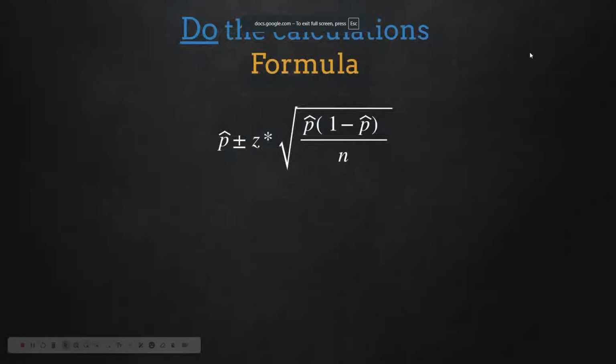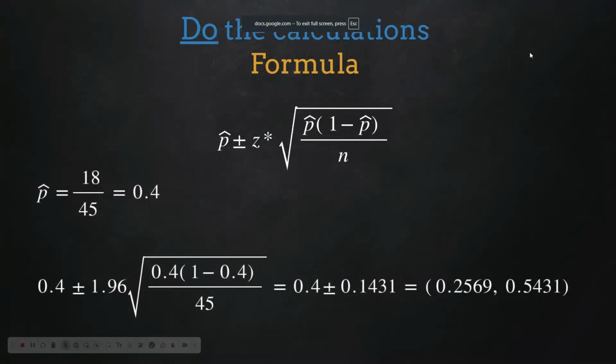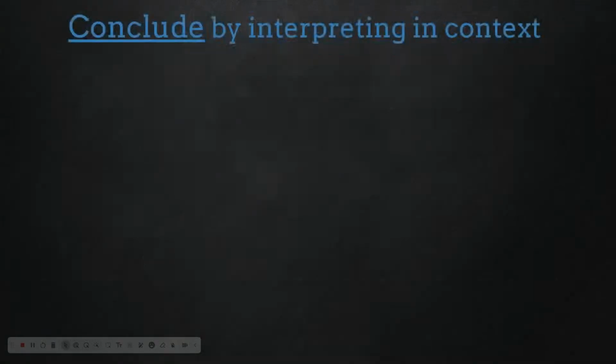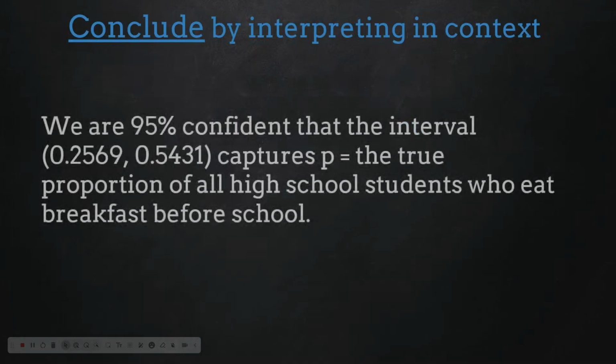Jumping back to our slides, after we calculate the actual interval, either using the formula or using Desmos, the last step is to conclude by interpreting the interval in context. So we're going to say that we are 95% confident that the interval 0.2569 to 0.5431 captures P equals the true proportion of all high school students who eat breakfast before school.